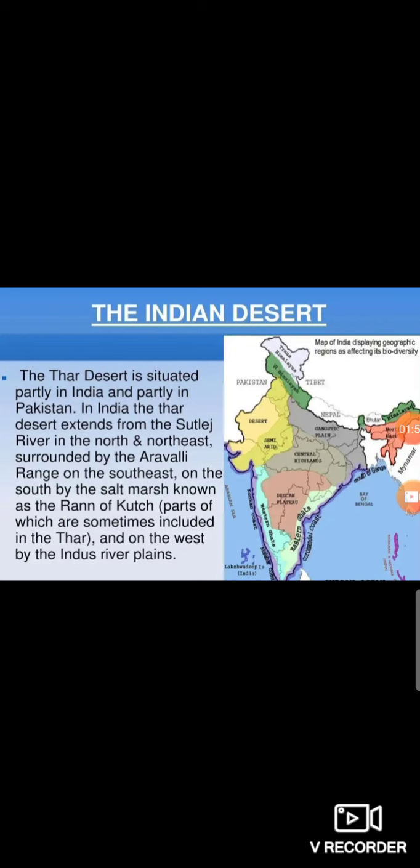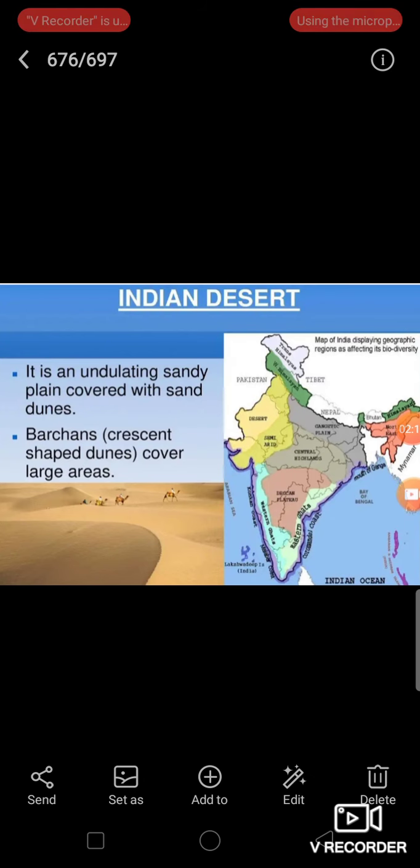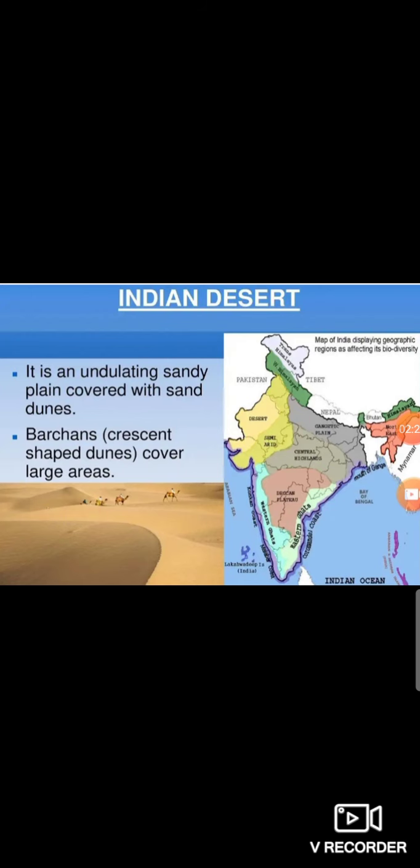In India, the Thar Desert extends from the Satluj River in the north and northeast, surrounded by the Aravalli Range on the southeast, on the south by the salt marsh known as the Rann of Kutch, and on the west by the Indus River plains. It is an undulating sandy plain covered with sand dunes. Barchans, crescent shaped dunes, cover larger areas, but longitudinal dunes become more prominent near the Indo-Pakistan border.